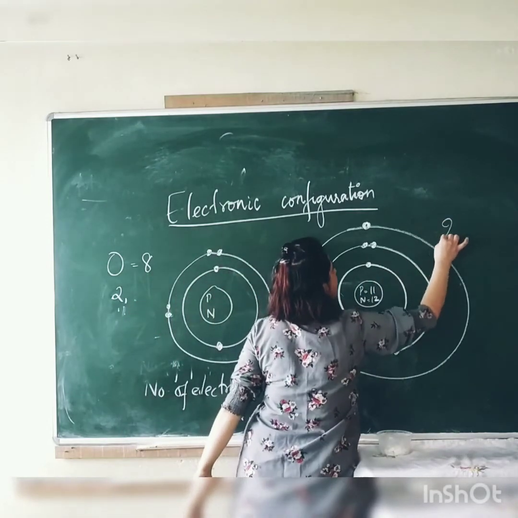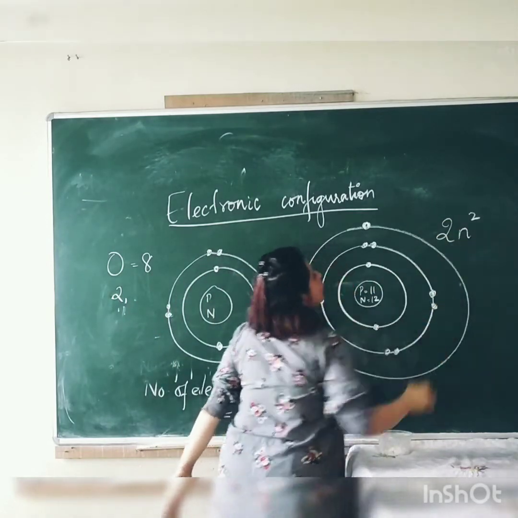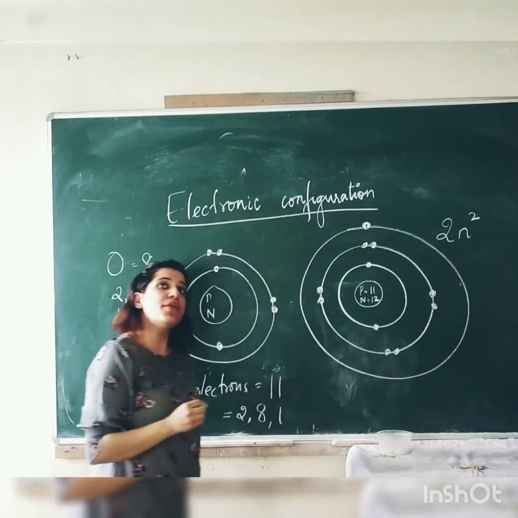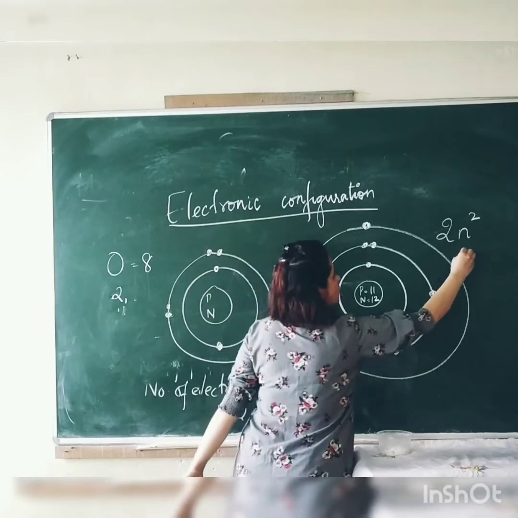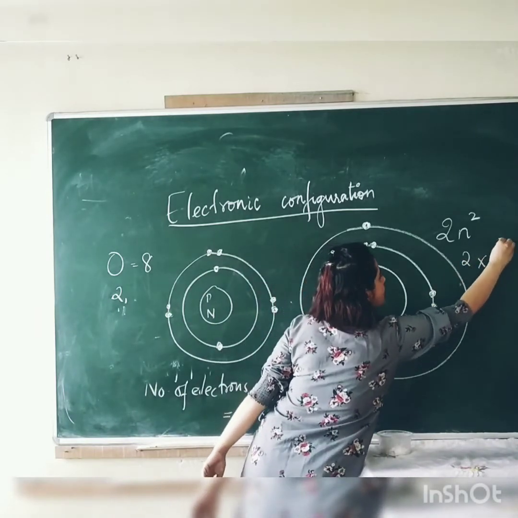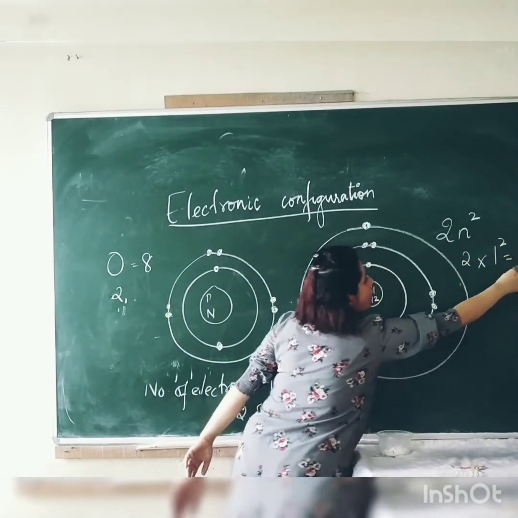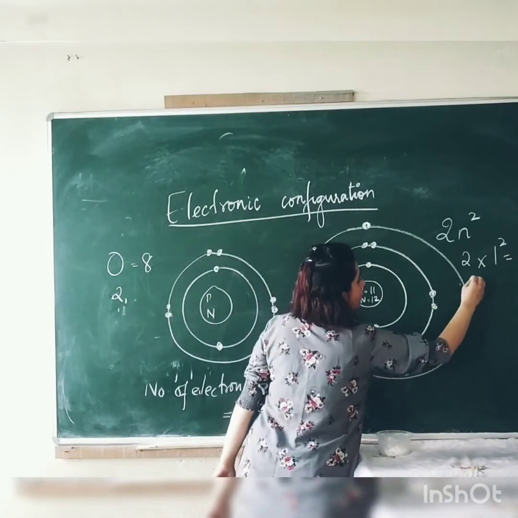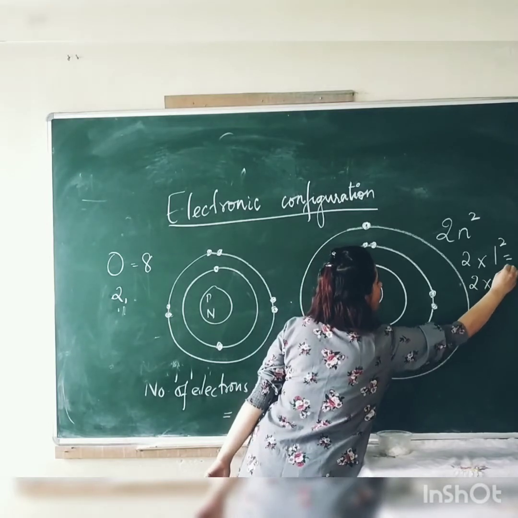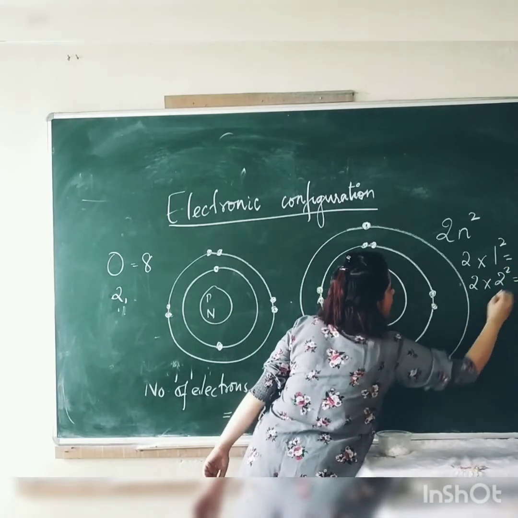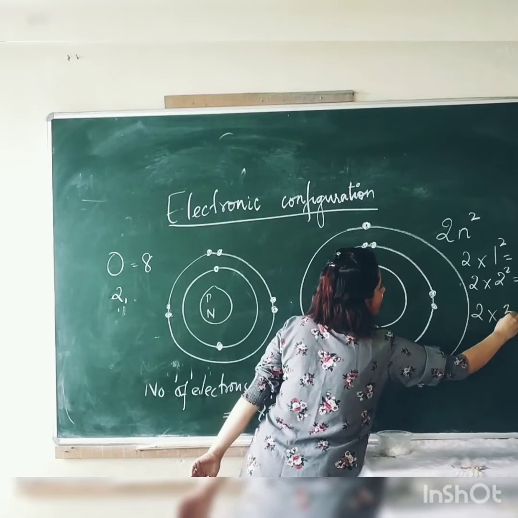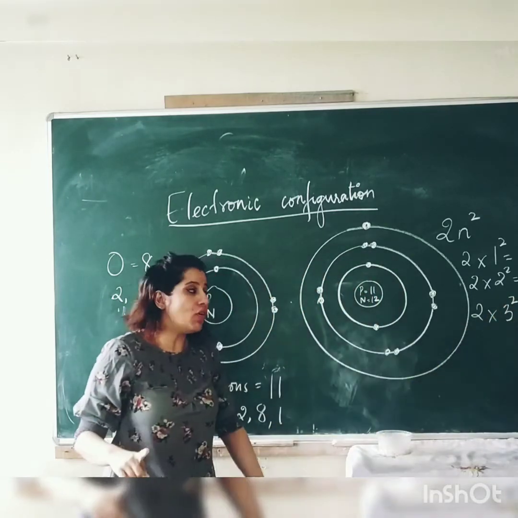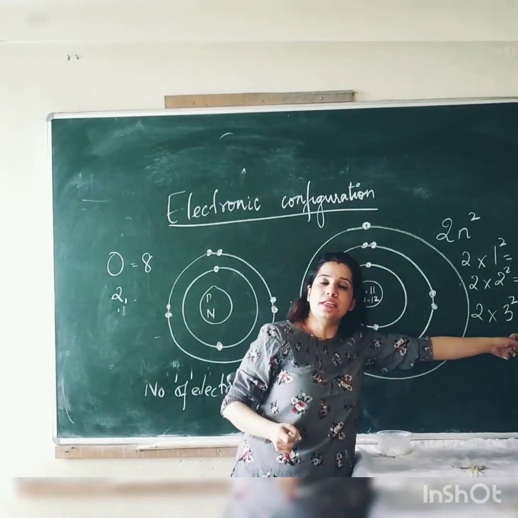Now theoretically we follow this formula, 2n square, where n stands for the number of the orbit. So 2 into 1 squared, for the first orbit, gives 2 electrons. 2 into 2 squared, for the second orbit, gives 8. And 2 into 3 squared gives 18. Now see, theoretically the third orbit is supposed to have 18 electrons.